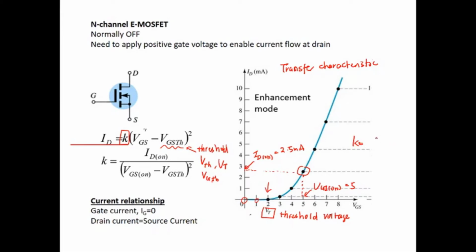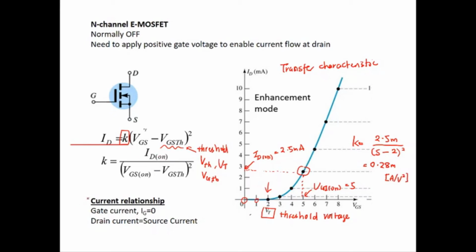So the K is 2.5 milli over 5 minus the threshold voltage is 2, so 2 square. So this calculation will give you 2.5 divided by 3 square, which is 9. So you will get 0.28 milli, and the unit for this K value is ampere per voltage square. Okay, so this is the transfer characteristic.